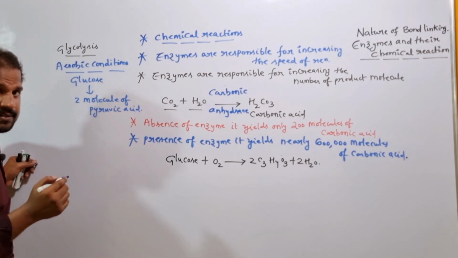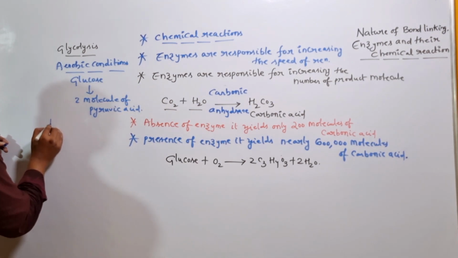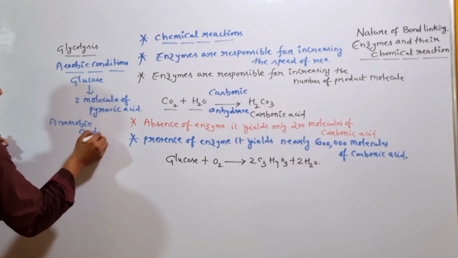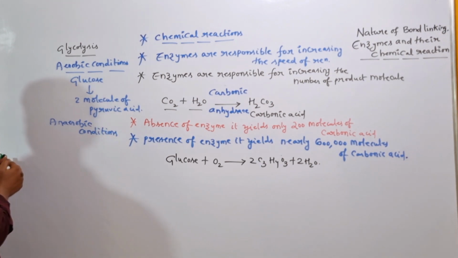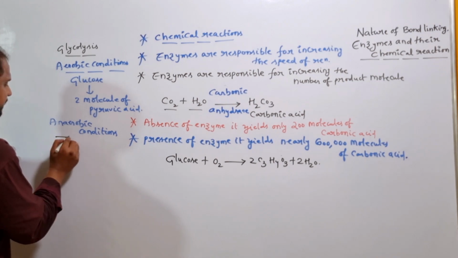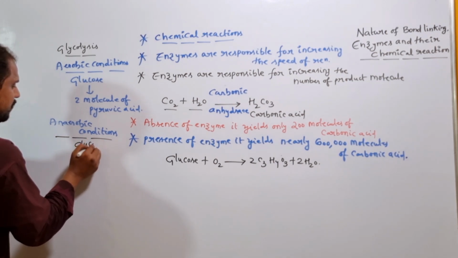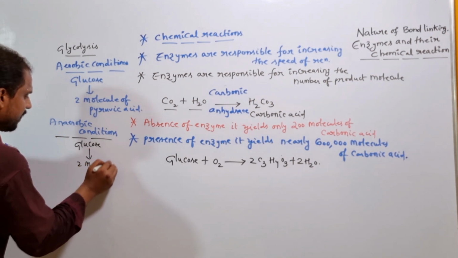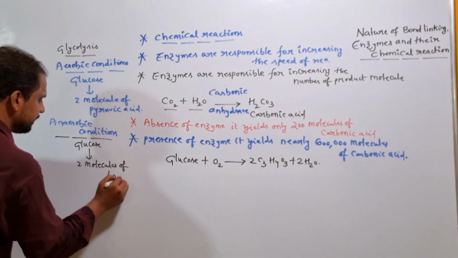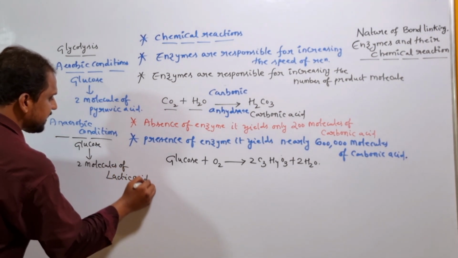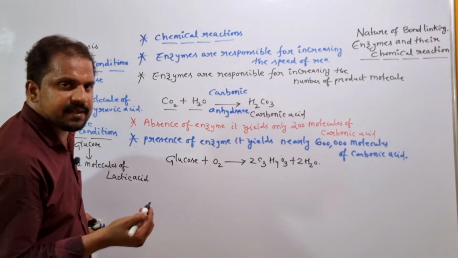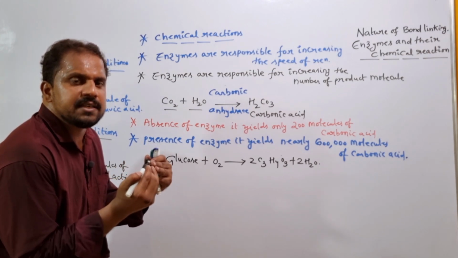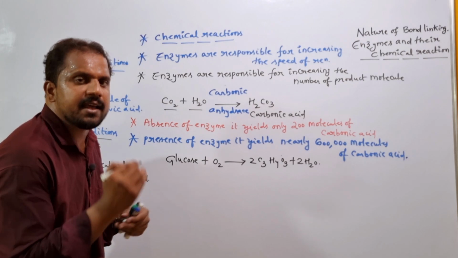But under anaerobic conditions, that means in the absence of oxygen, oxidation of glucose molecule yields 2 molecules of lactic acid. So the reason why, in general, when we perform any physical exercise, the size of the bicep increases enormously. Because of what? Because of the accumulation of lactic acid in skeletal muscles under anaerobic conditions.